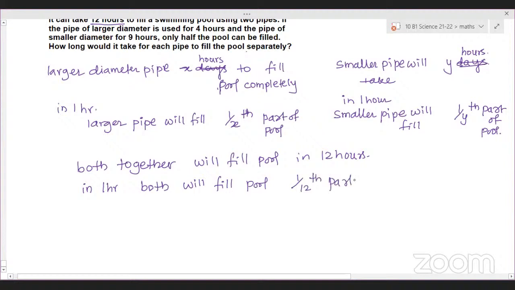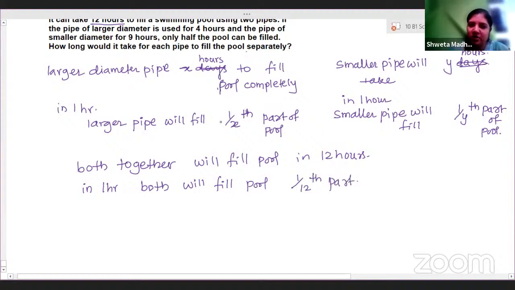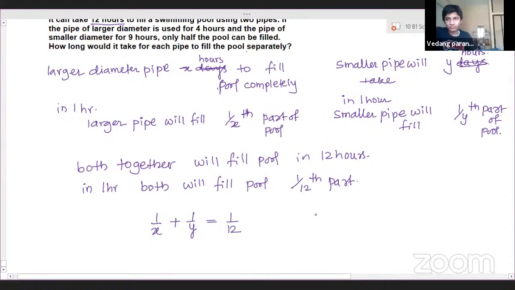So in 1 hour, how much part of the pool will be filled by the larger pipe? 1 by X. And the smaller pipe will fill how much part of the tank? 1 by Y. And together, both of them are filling 1 by 12th part. Right? Yes, ma'am. This is equation 1.